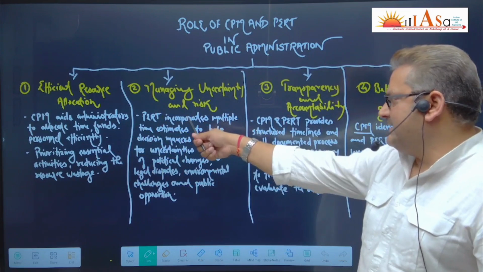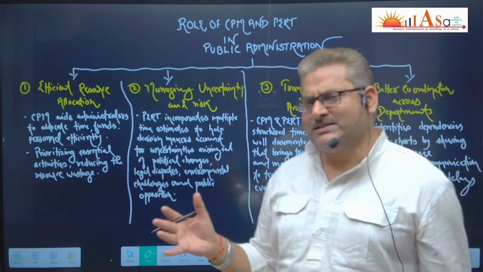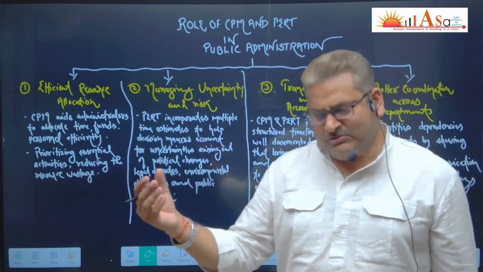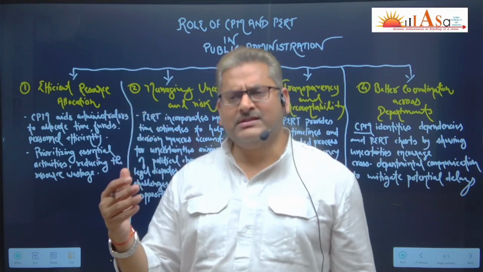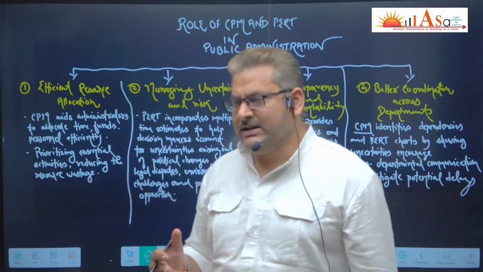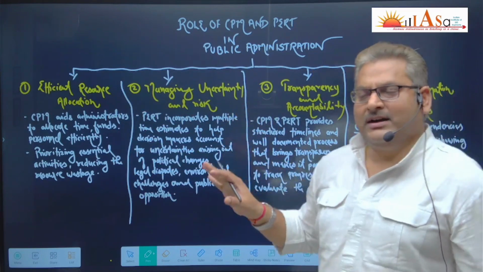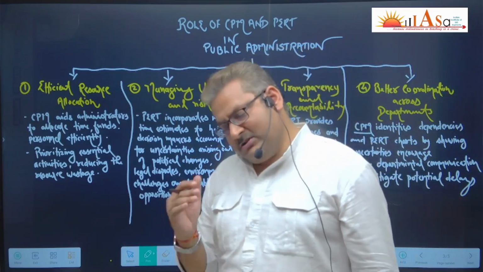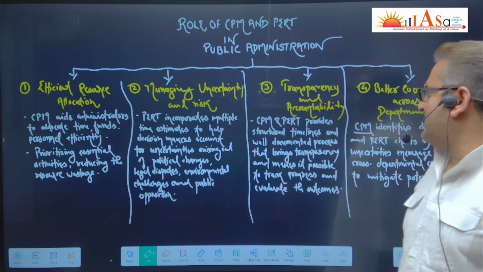PERT, as I said, program evaluation review technique, incorporates multiple time estimates, as I said: optimistic, pessimistic, and the most likely. So it takes into account the uncertainties which might arise in future, in terms of political change, environmental changes, or public protests. All such things are discussed. So it accommodates those possibilities, and accordingly it ensures that despite all those negativities, the project is completed in time. And next we have transparency and accountability.